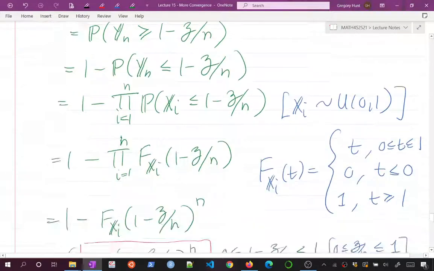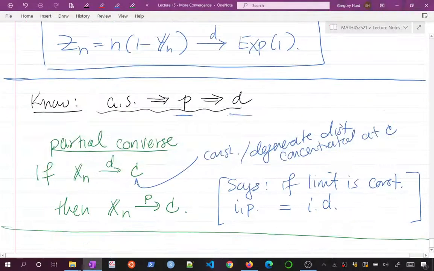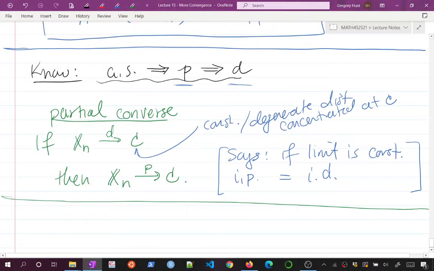So I think that's probably a good place to stop here, and let you digest this. These are the three major modes of convergence: almost sure, probability, and distribution. You should definitely know what implies what, and you should know this partial converse theorem. But we're at about time here, so let's call it here.